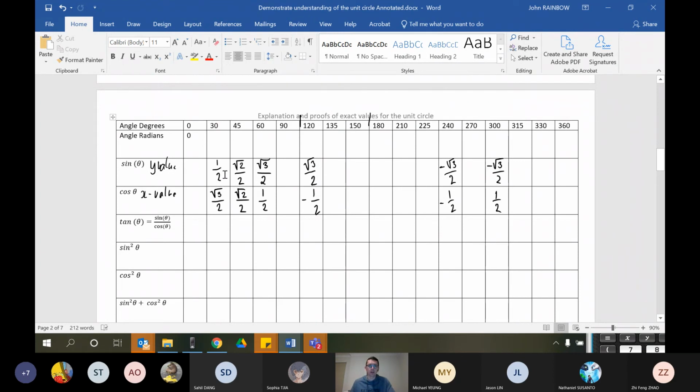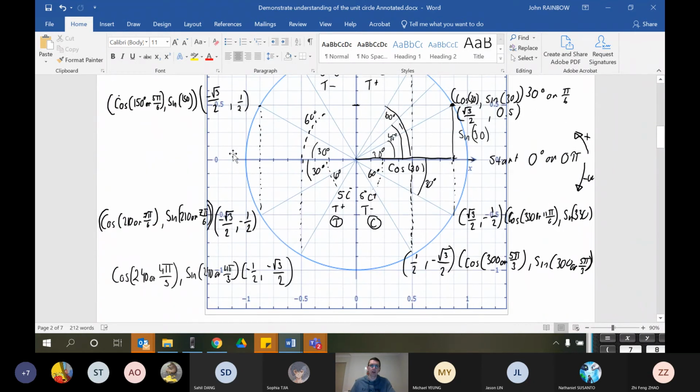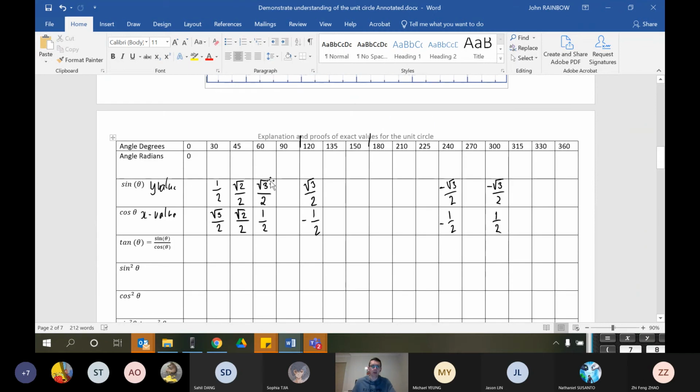So if I look at my 30 degrees off 0, when I'm looking at sine again, I'll look at it from here. 30 degrees off there would be a half. So I know when I'm looking at 30 degrees off 180, that sine value would still be positive in here. So that's going to be a half, and we know this is going to be negative √3 on 2.